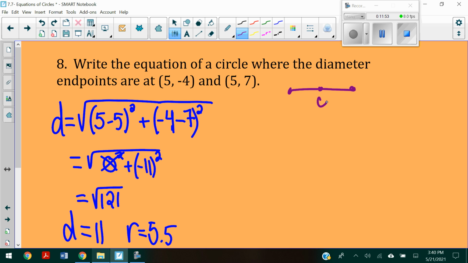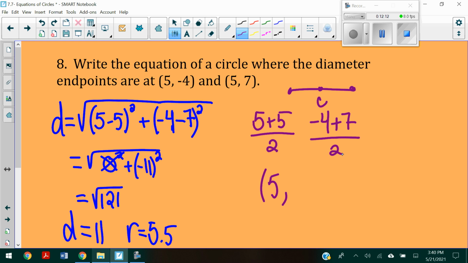We're going to add our x's, so 5 plus 5, and then we're going to divide by 2. Well, 5 plus 5 is 10, and 10 divided by 2 is 5. So that's my x coordinate for my center. And then I'm going to do the y's. So negative 4 plus 7, and I'm going to divide by 2. Well, negative 4 plus 7 is 3, and half of 3 is 1.5. So this is our center ordered pair.